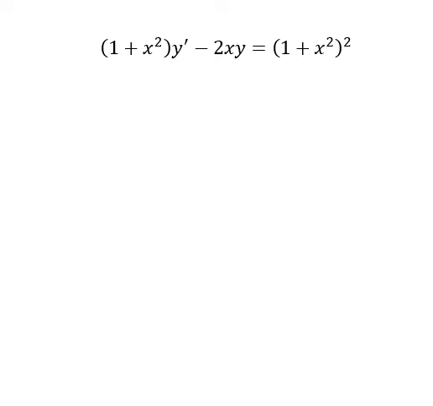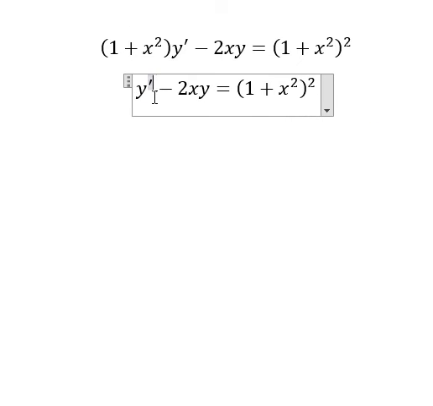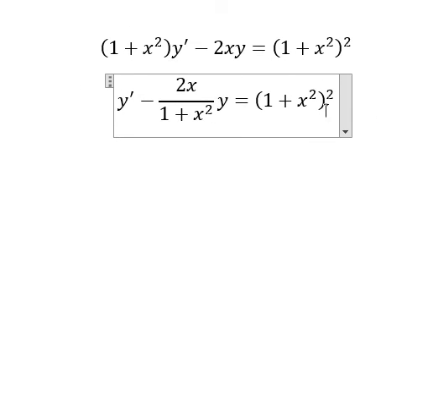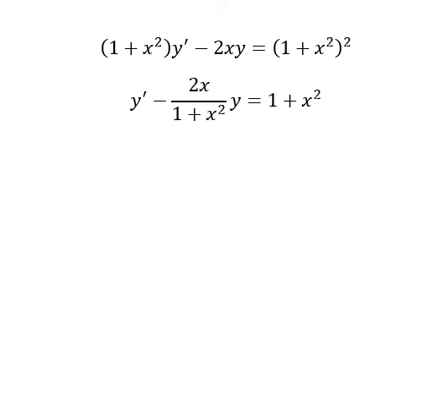So today I will show you how to do this one. The first thing, we need to divide both sides by 1 plus x squared. Next, we have y and the first derivative of y, so we can use an integrating factor.